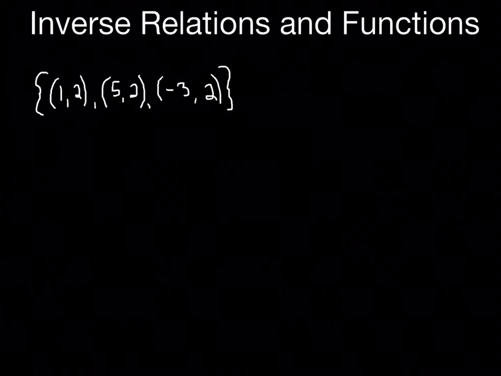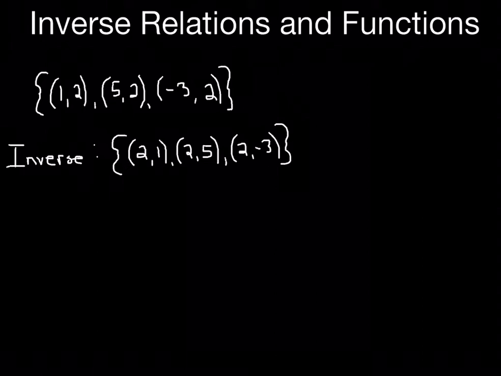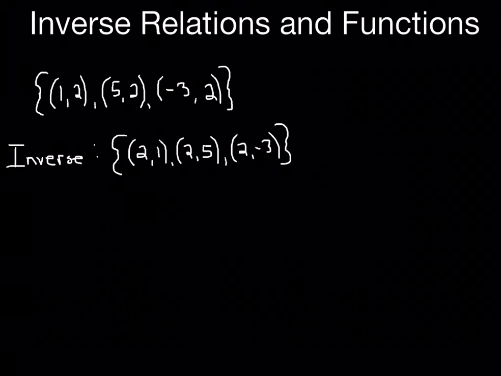If we have this relation (1, 2), (5, 2), (-3, 2), and I want to first find its inverse, you just switch the X and Y values. So it looks something like this. The inverse of the relation would be (2, 1), (2, 5), (2, -3). You just switch the X and Y values.